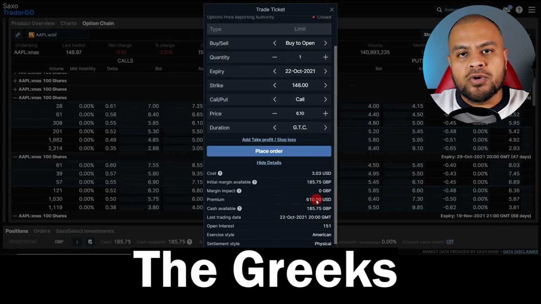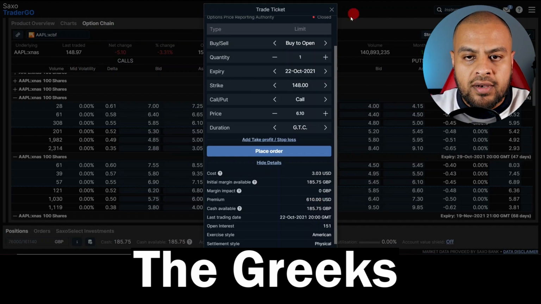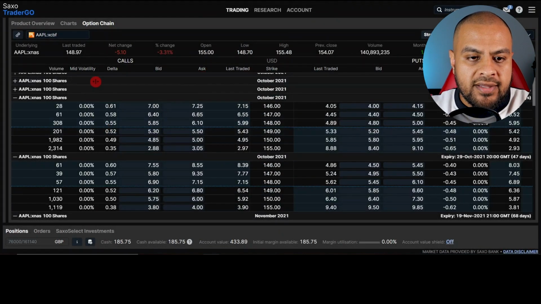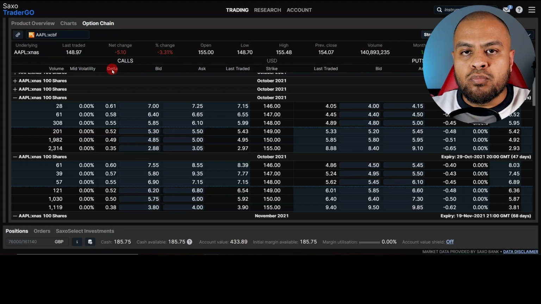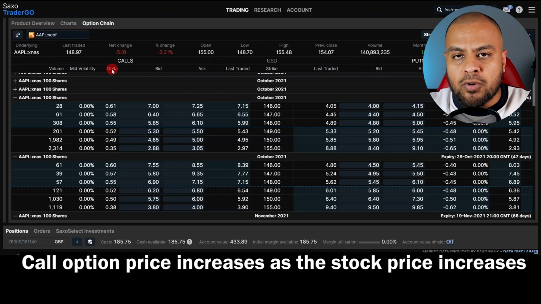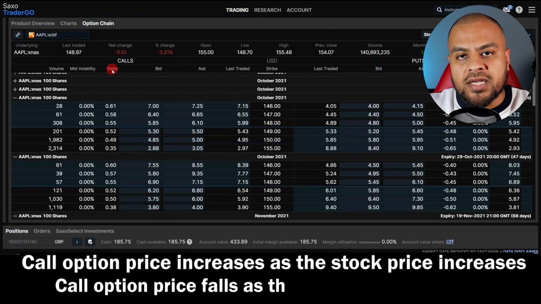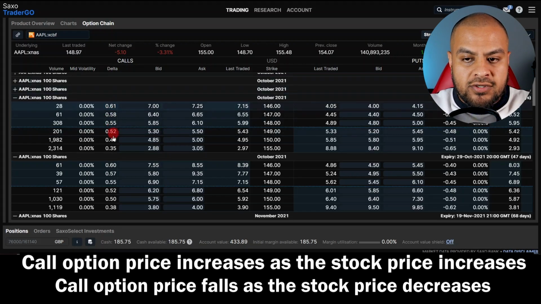The next thing we need to talk about is the Greeks when it comes to options trading. I'm only going to talk about one, and the one I'm going to talk about is the one that's represented on my screen called Delta. Delta estimates how much an option price will change for every $1 movement in the stock price. Call options have positive deltas. So what that means is the option price increases as the stock price increases, and the option price falls as the stock price decreases. And you can see all these values are positive.